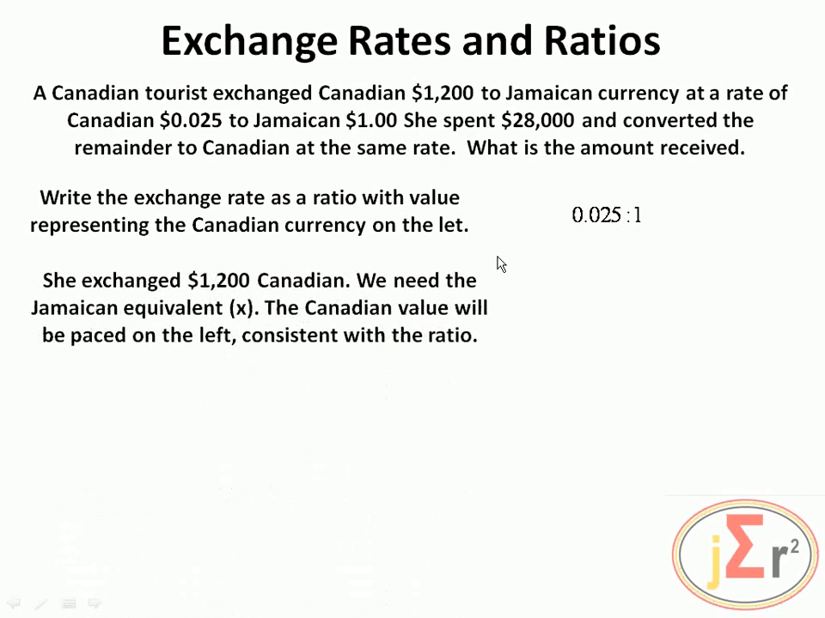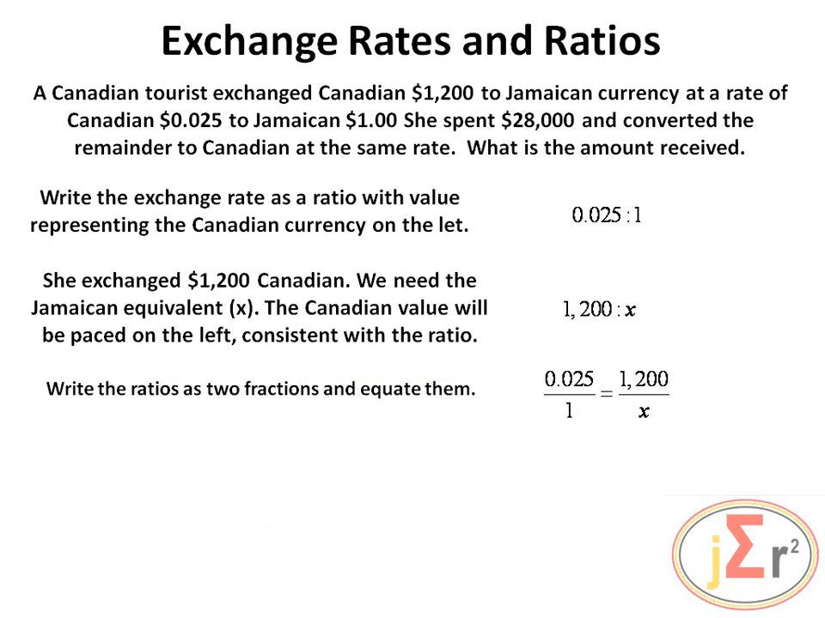If we are going to use the ratio, what do we need to find first? The 1,200 is Canadian, so the 1,200 is on the Canadian side, and the one that we do not know is on the Jamaican side. Write the ratios as two fractions and equate them. And then we are going to do our little transposition, with the x being transposed up here and this being transposed down there. And our answer, after we have solved that, is 48,000 Jamaican dollars.